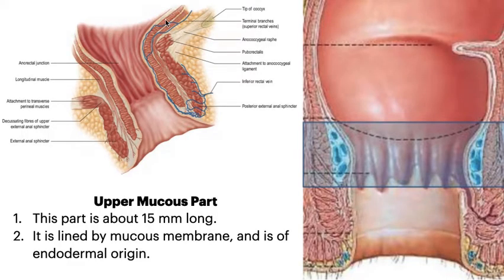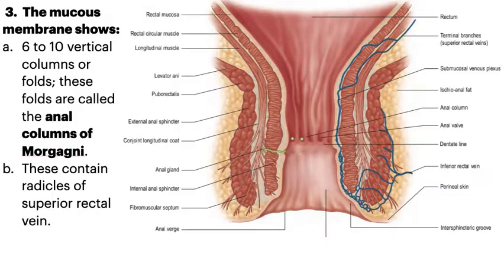Coming to the upper mucous part, the first part over here, about 15 millimeter long, lined by mucous membrane, and this is of endodermal origin. The mucous membrane shows 6 to 10 vertical columns of folds. These folds are called the anal columns of Morgagni, and these columns contain the radicals of the superior rectal vein.